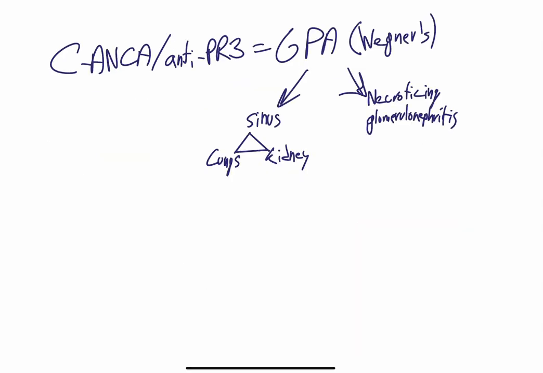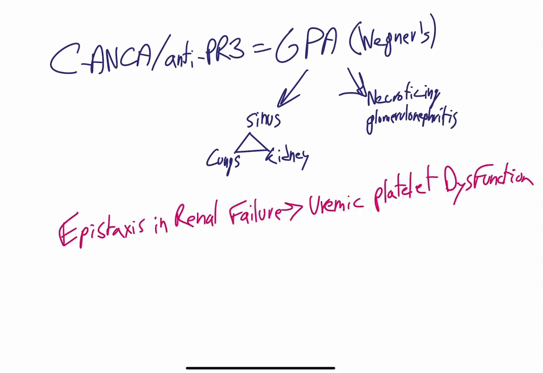So let's spin the block and review what we just covered. If you have C-ANCA positive, anti-PR3, this is positive for Wegener's or granulomatosis with polyangiitis. The triad that you have to remember is for sinus involvement, lung involvement, as well as kidney involvement. Renal biopsy will show necrotizing glomerulonephritis. Epistaxis in renal failure is due to uremic platelet dysfunction, where you'll see increased bleeding time as well as normal platelet count. And anemia of chronic disease does not cause bleeding.